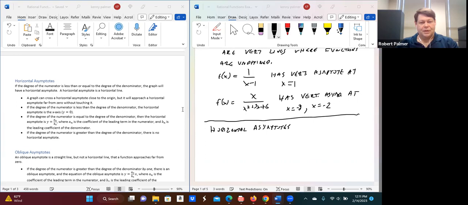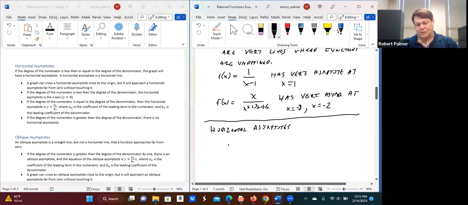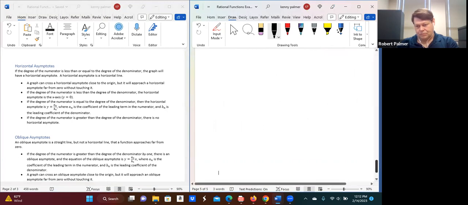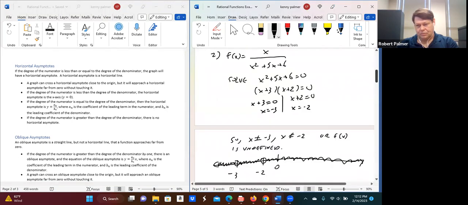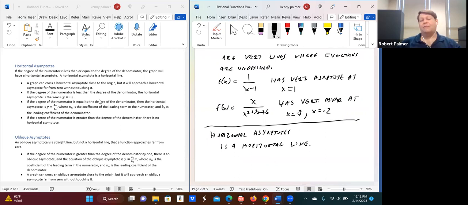Let's see what this says. So basically, if the degree of the numerator is less than or equal to the degree of the denominator, you have what's called a horizontal asymptote. The horizontal asymptote is simply a horizontal line. And the graph approaches it far from zero.